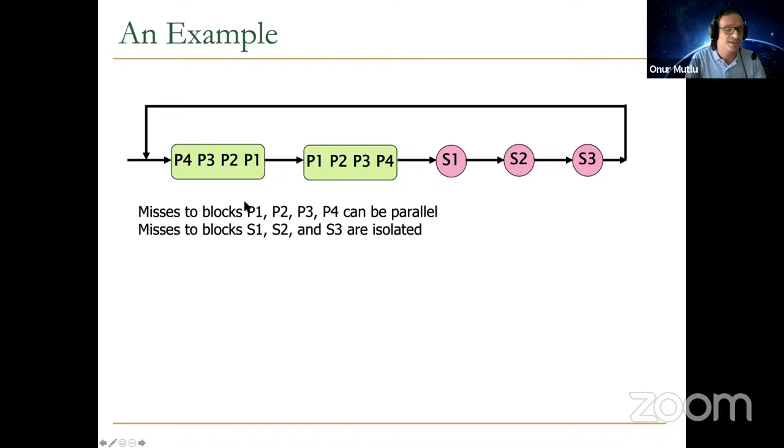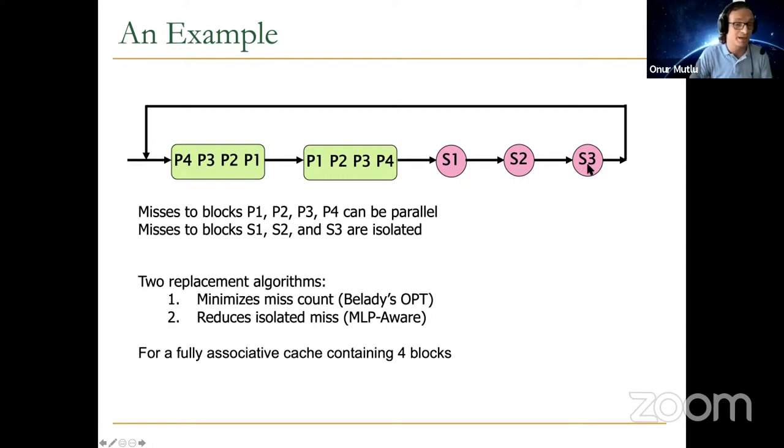I'm going to run through this relatively quickly and refer you to some lectures, essentially. But let's assume that misses to blocks P1 through P4 can be parallel. Misses to blocks S1, S2, and S3 are isolated, just because you don't have memory level parallelism. We're going to look at the performance of two replacement algorithms. One is minimizing the miss count. This is Belady's optimal algorithm. And the other reduces isolated misses, called MLP aware, let's say. And we're going to look at a fully associative cache containing only four blocks.